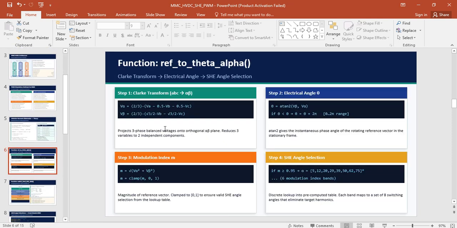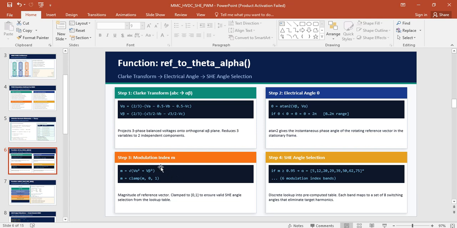So this is the implementation. We need to use the Clarke transformation so that we can get the alpha beta components. For that we should have a reference voltage in the form of ABC. Then we need to calculate the alpha and beta terms. In the second step, from the alpha and beta terms, we need to find the angles using the atan function. This gives the instantaneous phase angle of the rotating reference vector in the stationary frame.